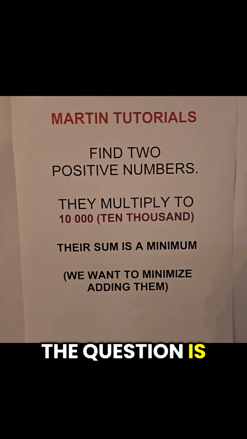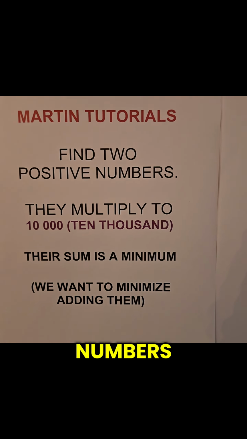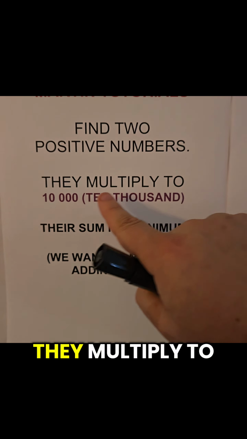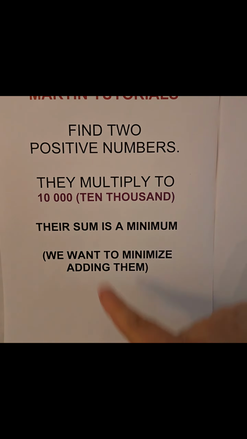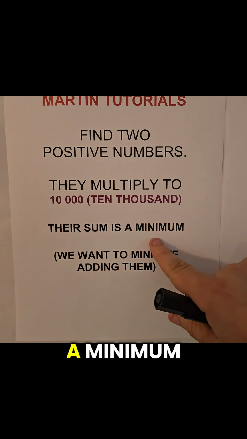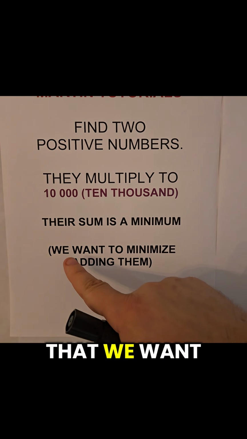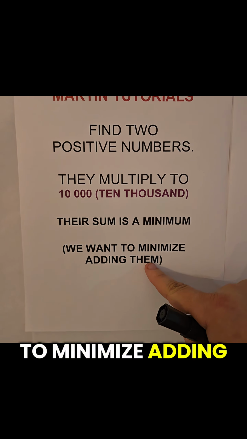The question is, find two positive numbers. We're told they multiply to 10,000. We're told that their sum is a minimum. So to rephrase that, we want to minimize adding them.